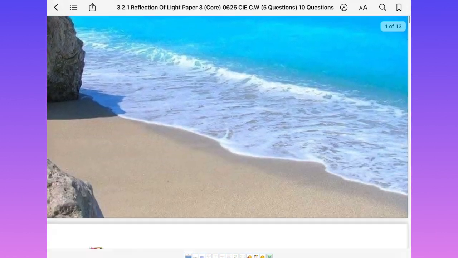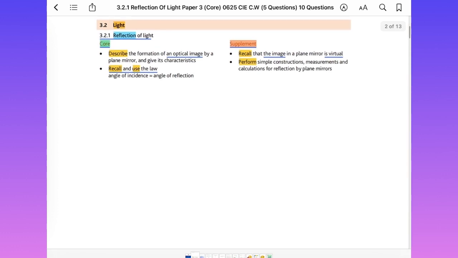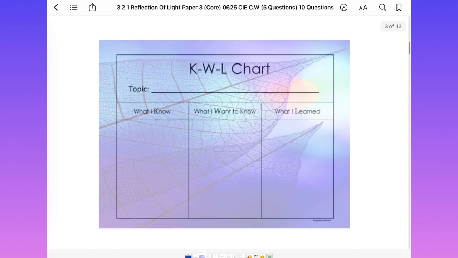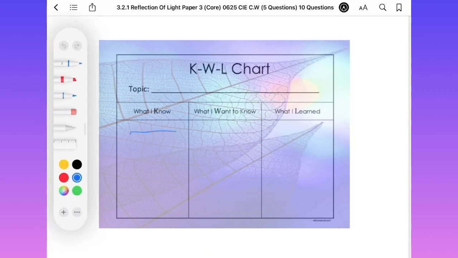We have classwork. As usual, you have to read the specifications, you have to download or get the KWL chart if you join the Telegram channel, and write here what do you know, what you want to know, and at the end write what you learned.